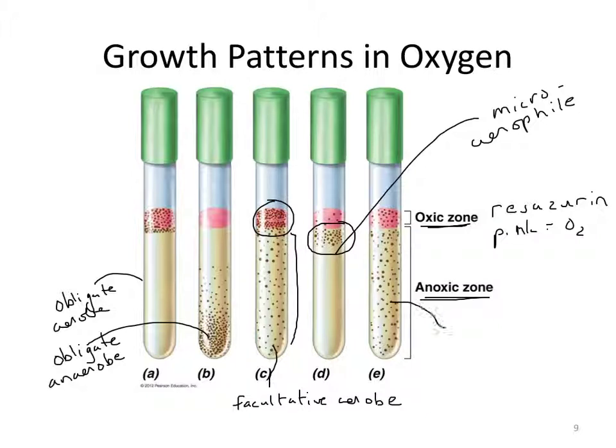In the E tube is what's known as an aerotolerant anaerobe. It's growing throughout the tube, basically ignoring the different concentrations of oxygen present. It's growing the same way throughout the tube. So with that, this concludes our discussion of the environmental factors that affect microbial growth.